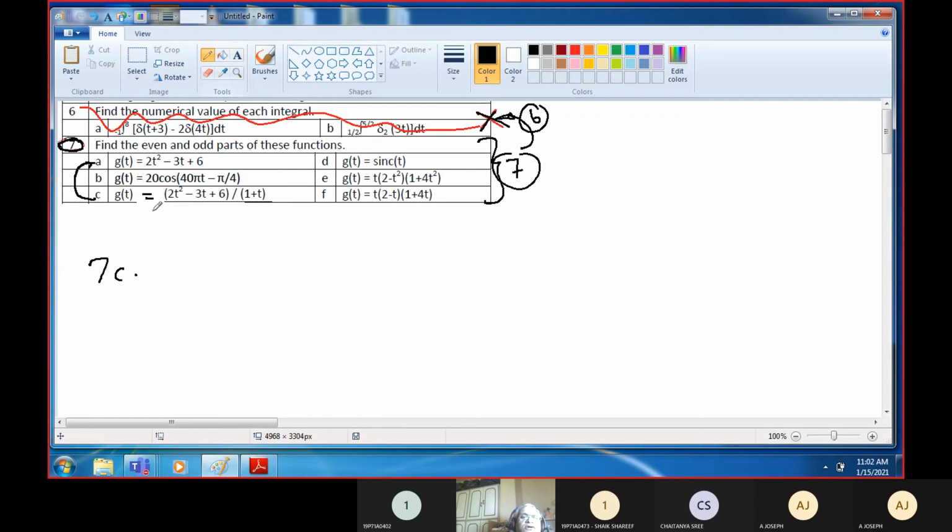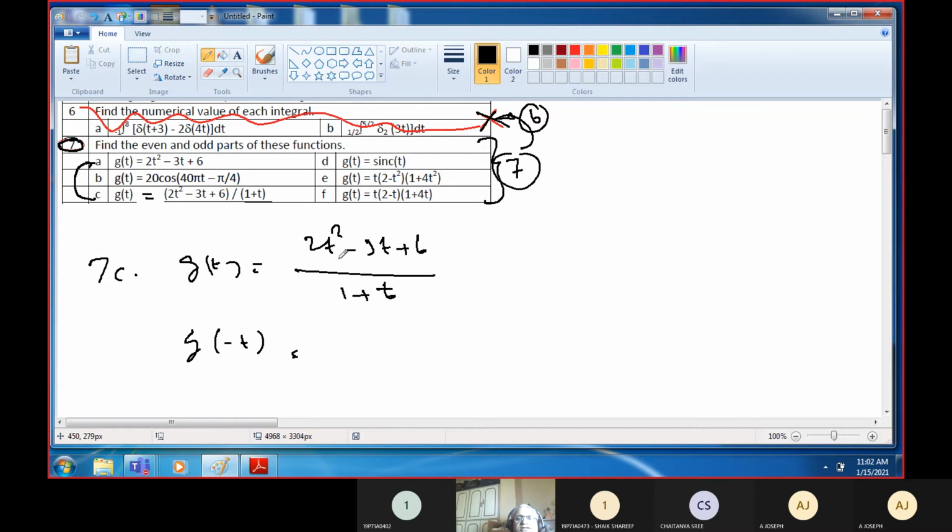Now here you have to write G of t is equal to 2t square minus 3t plus 6 divided by 1 plus t. Sorry, 1 plus t. So what is G of minus t? G of minus t is equal, now I'll write very fast. Here I am putting minus t, so it becomes t only. So 2t square, here it becomes plus 3t plus 6 divided by, this becomes 1 minus t.